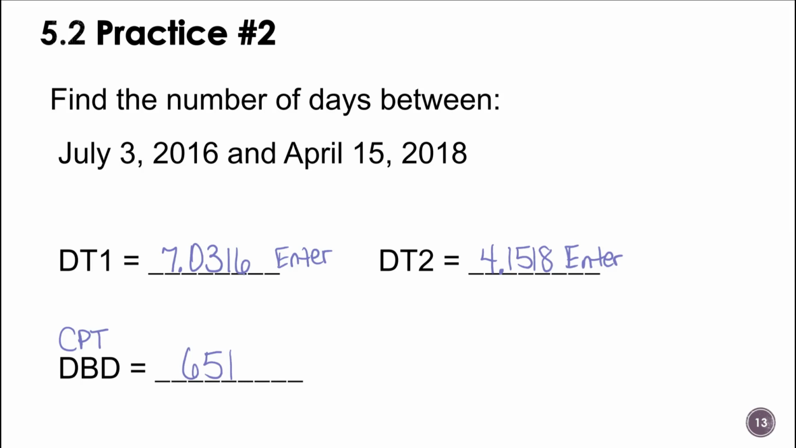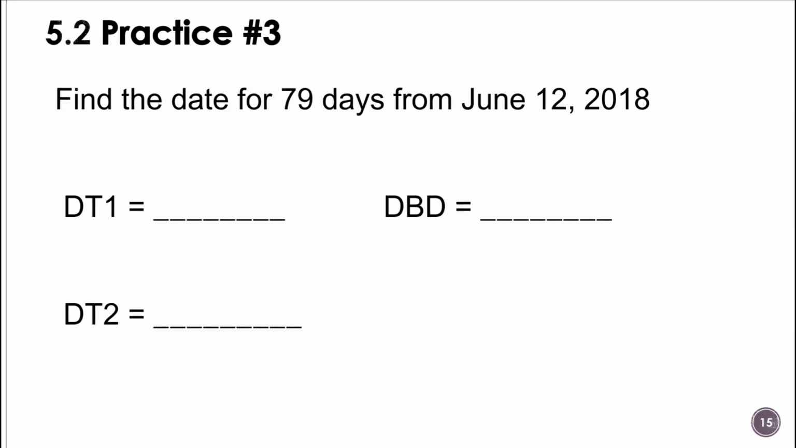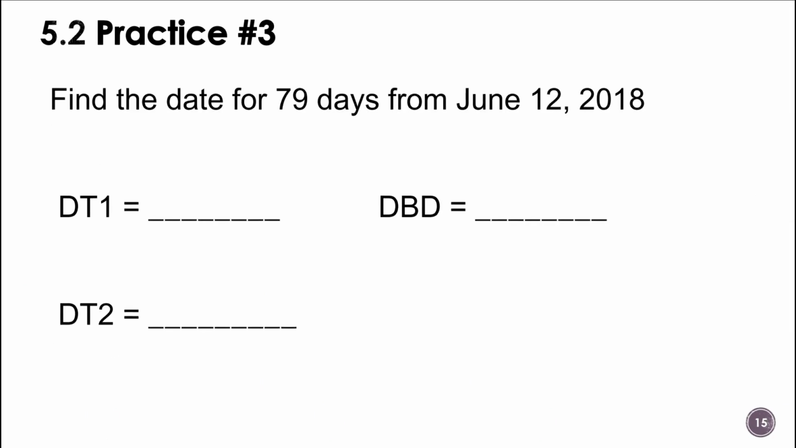So when you're using the date function, it can actually be kind of fun, right? You can ask it to compute all kinds of things and just put something in to calculate. And we can use this also to find an ending date or even a beginning date. So it says find the date for 79 days from June 12th, 2018. So now we're going to compute this a little bit differently.